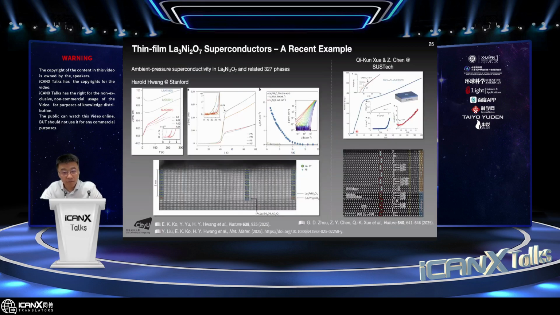It was only at the end of last year, 2024, that two groups, including my former postdoc group at Stanford, and also a group led by Professor Qi Guanxue and Zhuoyu Chen at SUSTech, discovered that by growing these 327 phases and trying to introduce an oxygen composition mechanism, the material can become superconducting at ambient pressure with a transition temperature as high as 48 Kelvin.